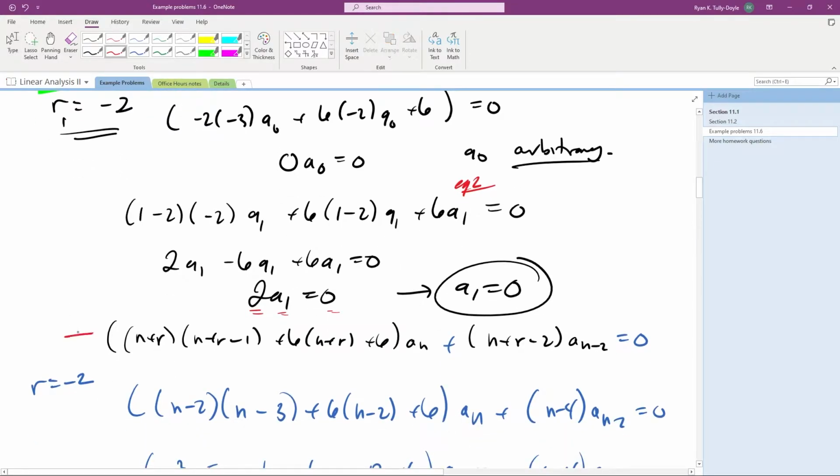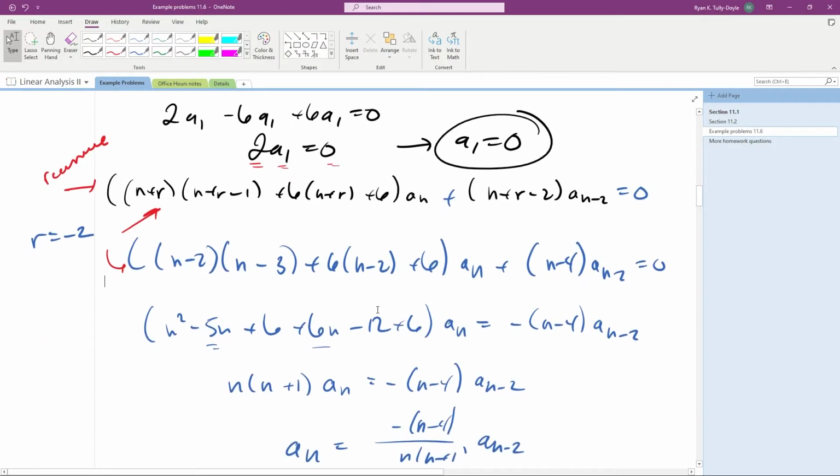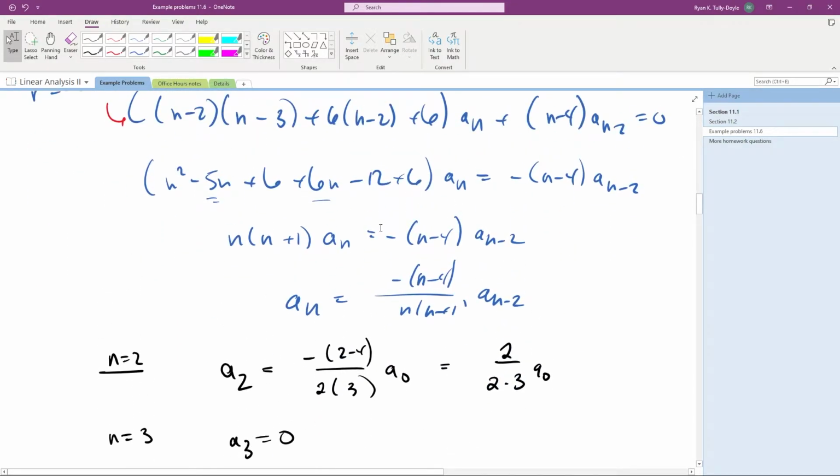Now I can take the recurrence and plug r is equal to -2 into it to see what happens for all the rest of the terms. So you take r is equal to -2, you plug it in up here, and the thing that comes out the other side when you're all done simplifying looks like this: a_n is equal to -1 times (n minus 4) over n times (n plus 1), times a_(n minus 2). That has an interesting property because this equation holds for n is equal to 2, 3, 4, 5, and so on. And we already know that when we put in 3, we're going to get a3 is equal to 0 because a1 was 0. So what happens with the even terms?